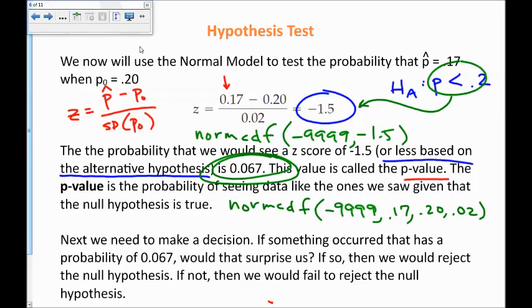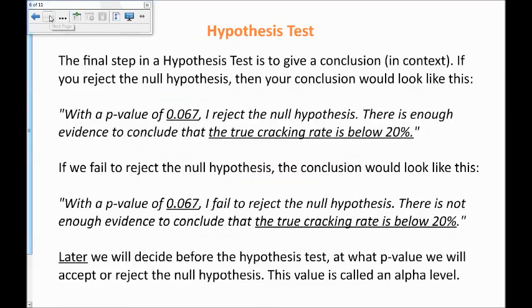Next, we need to make a decision. If something occurred that has a probability of 0.067 of happening, would that surprise us? If so, then we would conclude that the null hypothesis is false. If that's not surprising to us, then we would fail to reject the null hypothesis. We would be unable to reject the null hypothesis. I'm not going to decide here whether that's true or false, but you will need to begin to get used to deciding if that's true or false.